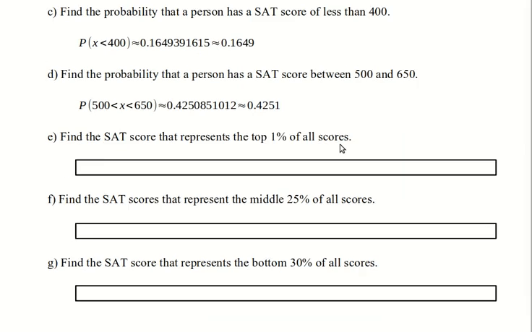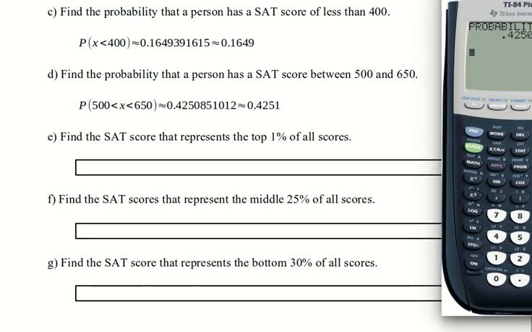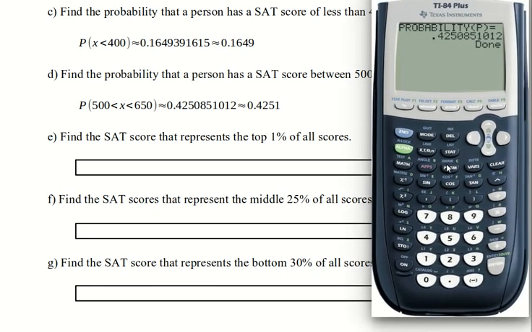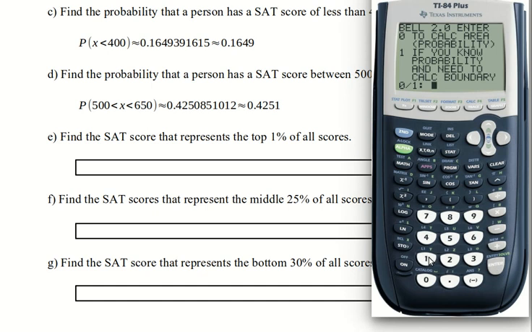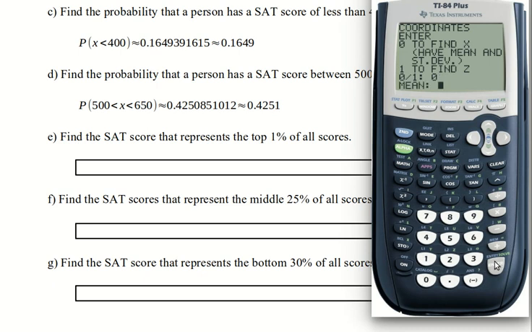So the probability that that random variable is between 500 and 600 is about 42.51%. Find the SAT score that represents the top 1% of all scorers. So that means that we're interested in the 1% to the right of that boundary. So again, we're going to launch Bell. We go into programs. We're interested in finding a boundary, so we enter a 1. It's still normal, so a 0 and a 0 for the next one.